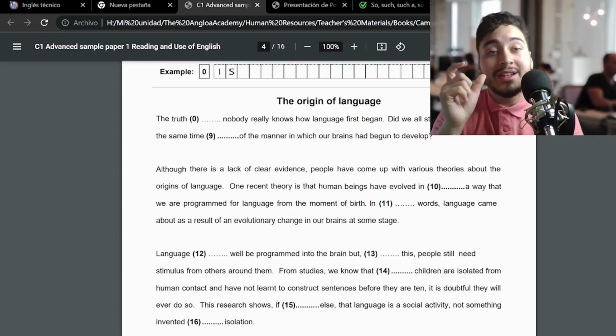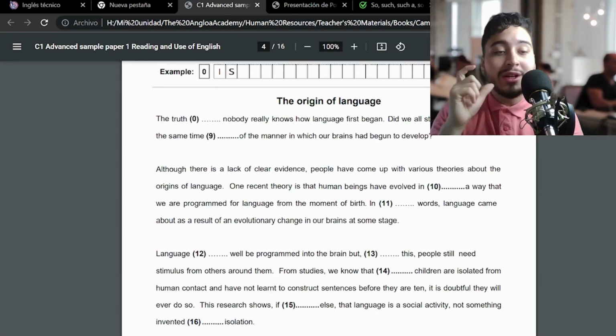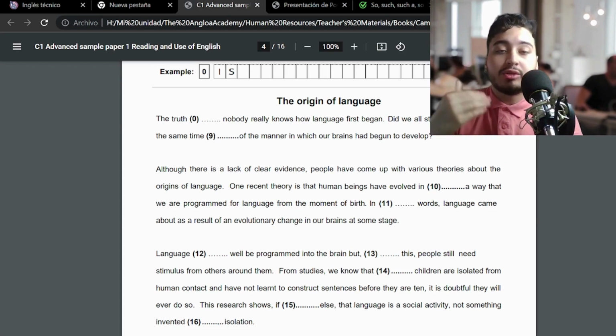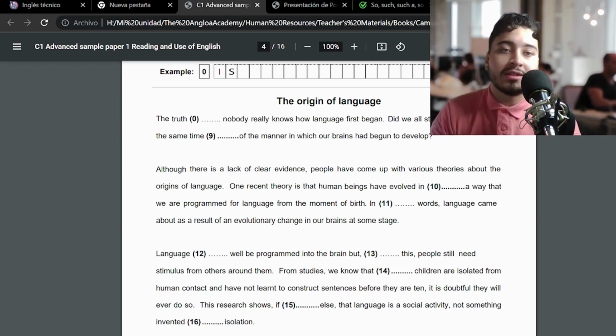But the thing is that you've got to have your grammar really well. We have a program to teach all of the grammar we need. We actually have books and lots of things for you to do this. But let's get into this.